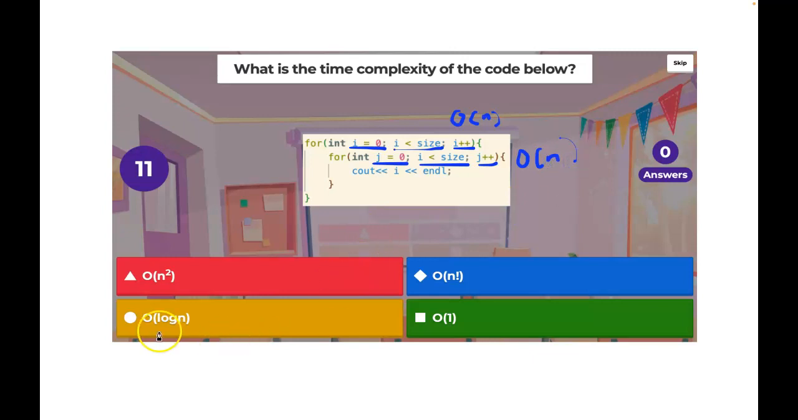O(log n) is not right because we don't have any divided by 2 or multiplied by 2. O(n) factorial is definitely not right. And O(1) is not right because we're traversing and it's not constant time. So the correct answer is O(n) squared.